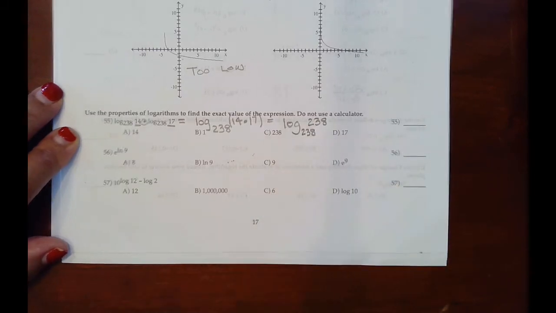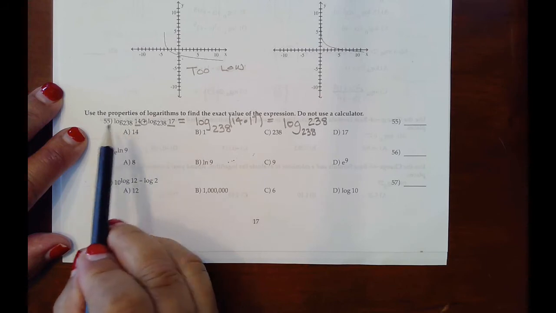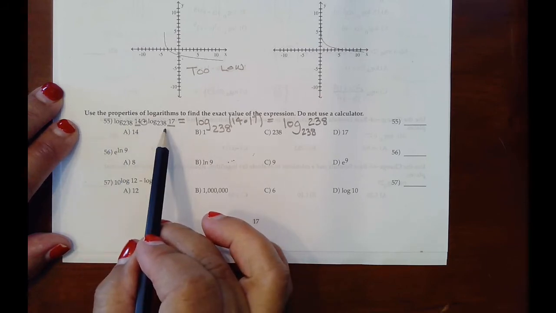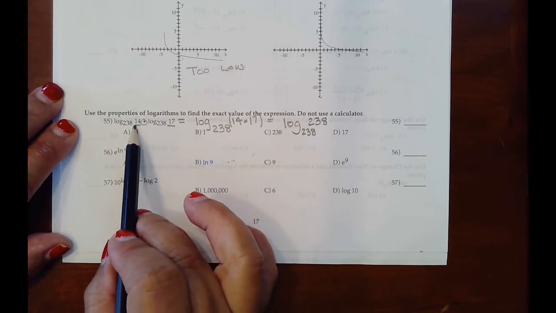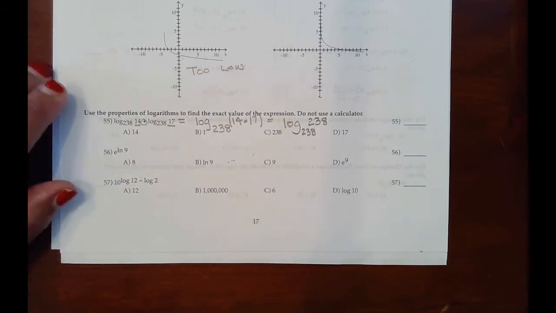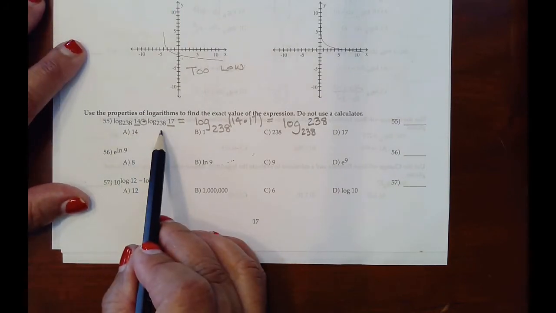Well, that brings to mind another property. We just used the property that when you have a sum of two logs, you can bring them together as a single log as long as you multiply their arguments. And they have to have the same base, which these did. Each of these separate logs had a base of 238.